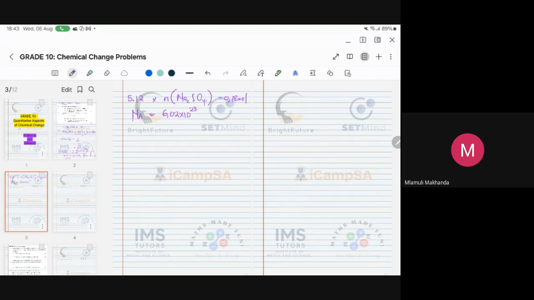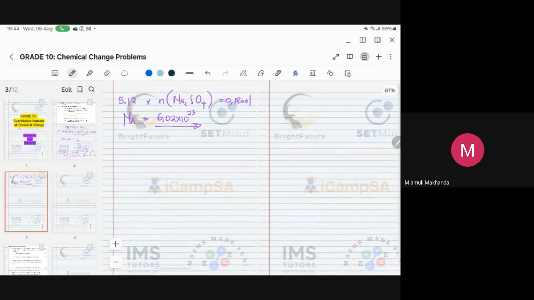Right, it's called Avogadro's constant. So this constant tells us that for every 1 mole of a substance, we have about 6.02 times 10 to the power 23 particles in that mole of that substance. Right, we did this in our previous lesson. I explained it extensively. So if you want to remind yourself, you can go back there and check those notes.